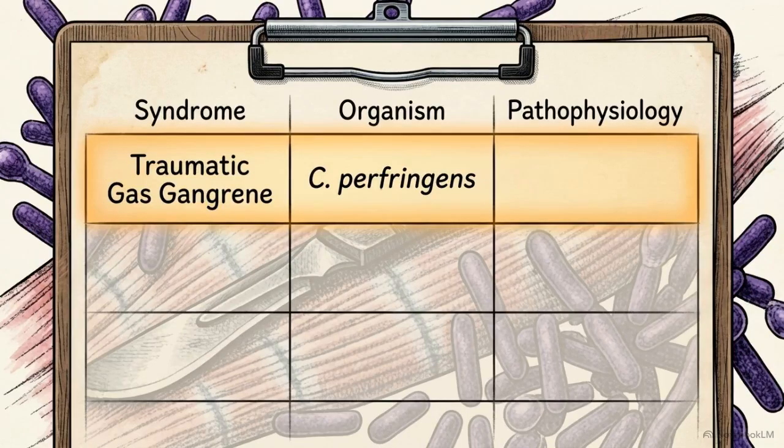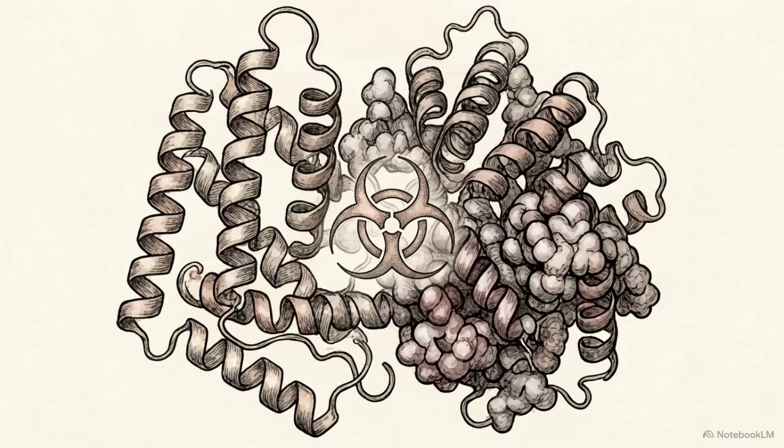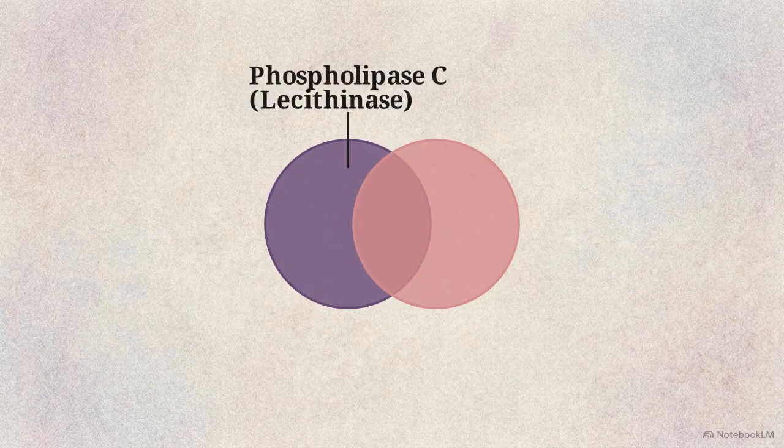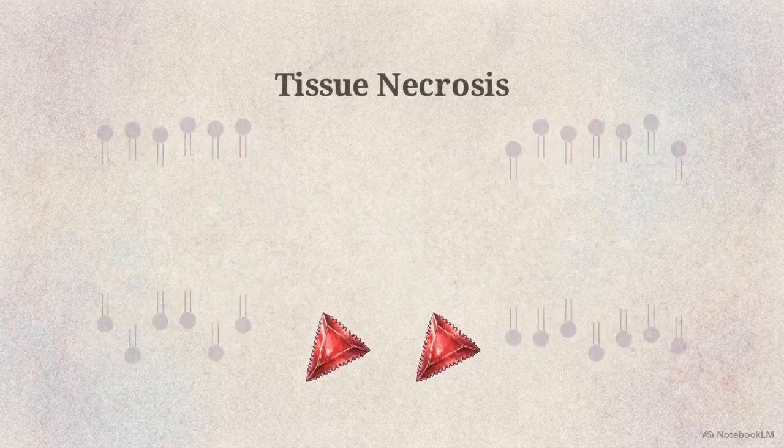The first row of our matrix is traumatic gas gangrene, caused primarily by Clostridium perfringens. The clinical signature includes severe pain out of proportion to the initial injury, brawny edema, and bluish fluid-filled bullae. To understand the destruction, we have to look at the bacteria's major virulence factor, alpha toxin. This enzyme acts as both a phospholipase C and a sphingomyelinase. The alpha toxin shears the lipid bilayer of host cells, causing tissue necrosis.